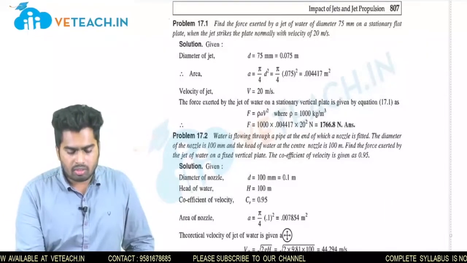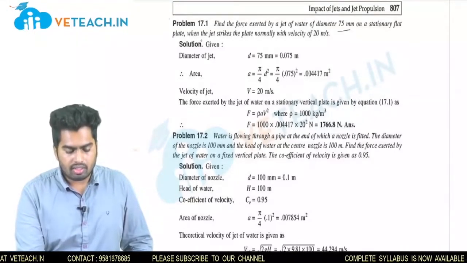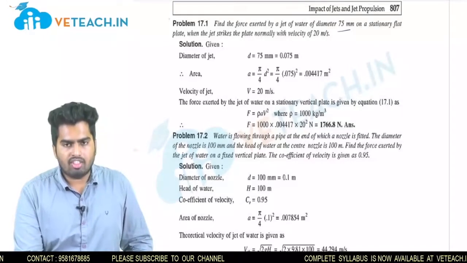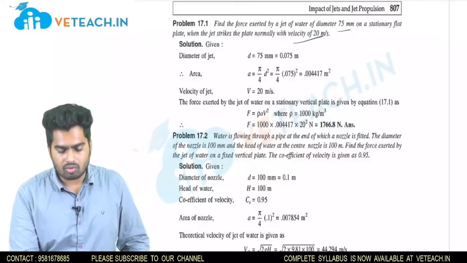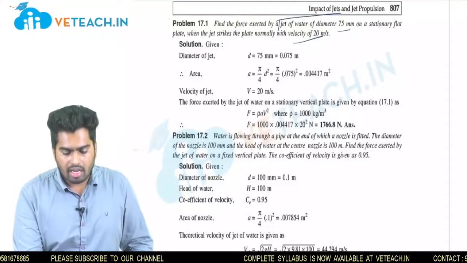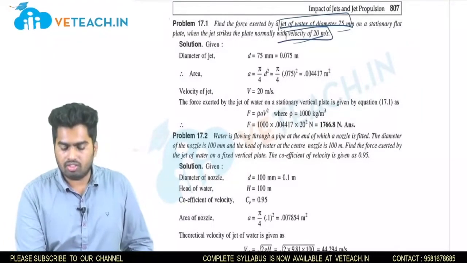Find the force exerted by a jet of water of diameter 75 mm on a stationary flat plate when the jet strikes the plate normally with a velocity of 20 meter per second. If we look at the given data in the question, the diameter of the jet is given, and the velocity of the jet is also given.